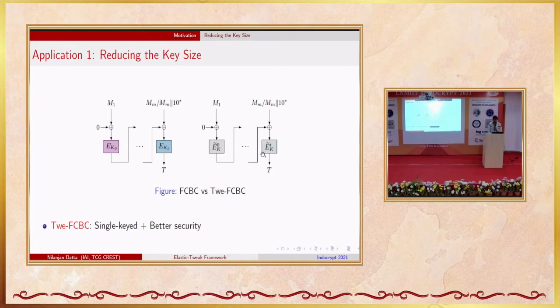You use the same key K and tweaks 0, 1, 2. So basically you can have a construction similar to FCBC, which we may call TweFCBC, which is single keyed, and it gives better security. Better security here means security comparable to FCBC. There is a construction similar to FCBC that uses a single key, called CMAC, which has weaker security. So with TweFCBC, you can achieve both a single key and the same security as FCBC.